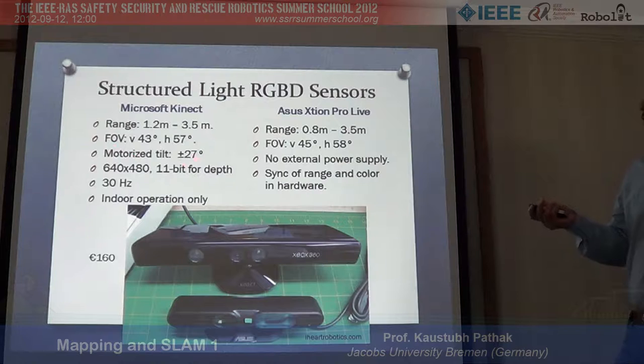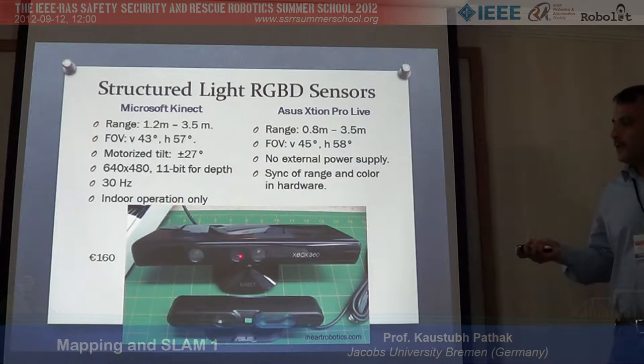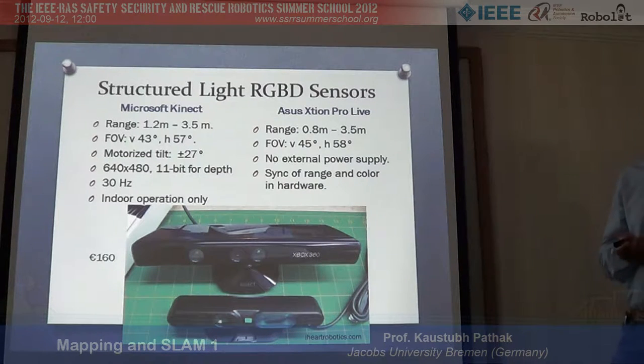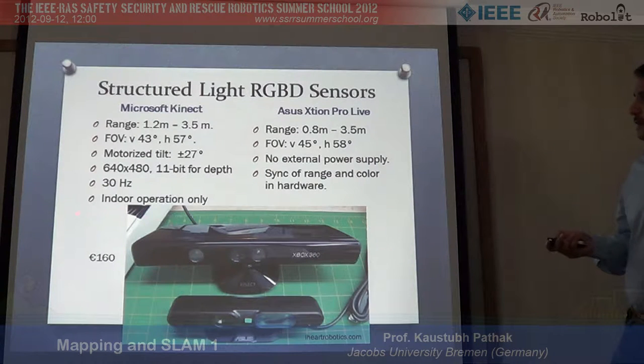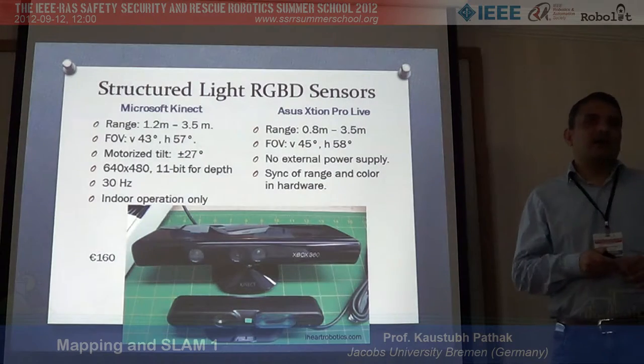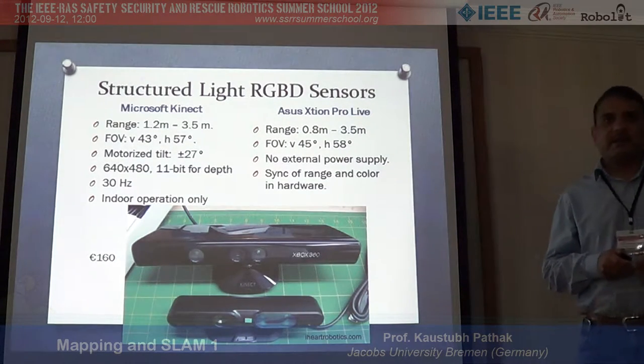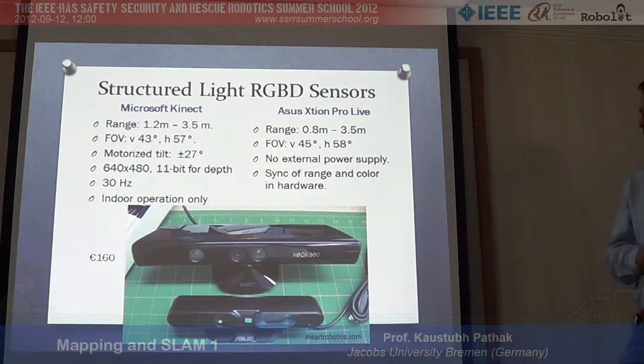In the Kinect, there is a motorized tilt of plus minus 27 degrees, and therefore it needs an additional power cable. This additional tilting motor and servo is not present in the Asus, and therefore this runs off just one cable, a USB cable which you attach to your computer. The kind of frame rates that you get are about 30 hertz in both the cases. And one important limitation is that these are for indoor use only, because they use the infrared region.